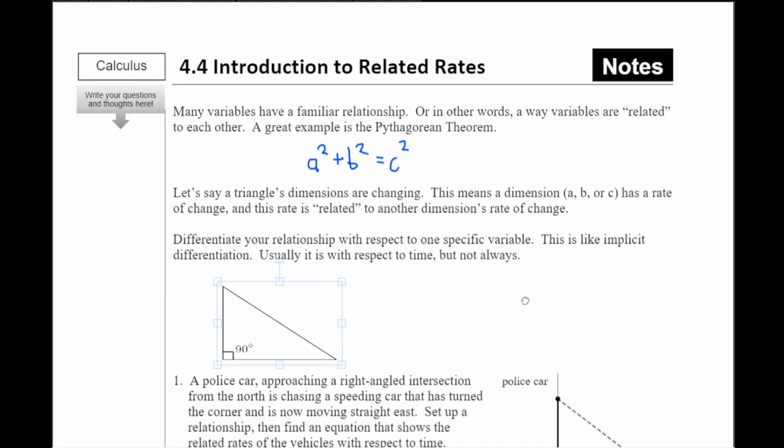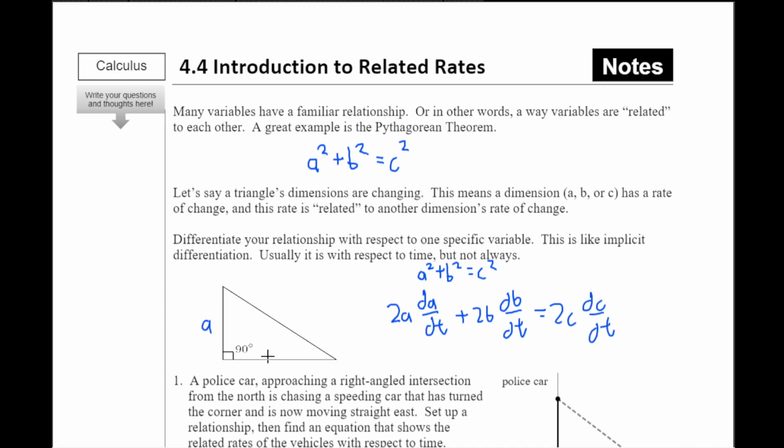So this is actually going to be implicit differentiation here. So utilizing the Pythagorean theorem, you want to differentiate it with respect to time. Differentiate your relationship with respect to one specific variable. This is like implicit differentiation. Usually it's with respect to time, but not always. So we can implicitly differentiate this. We would get 2a dA/dt plus 2b times dB/dt equals 2c dC/dt.